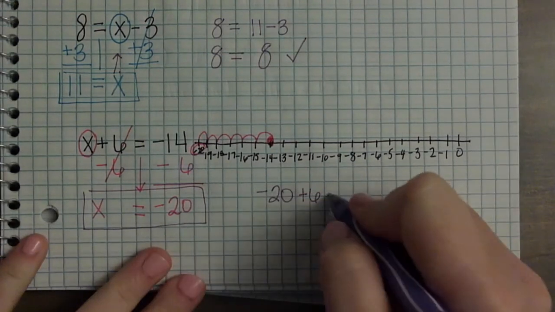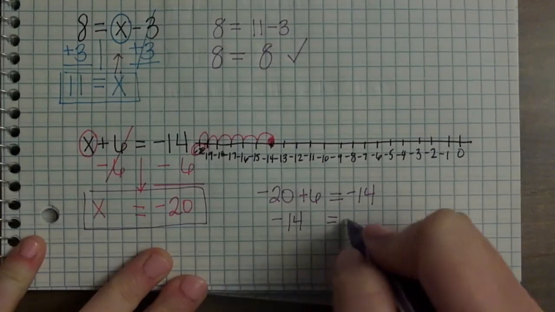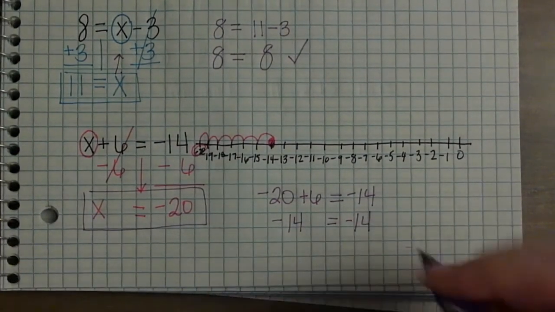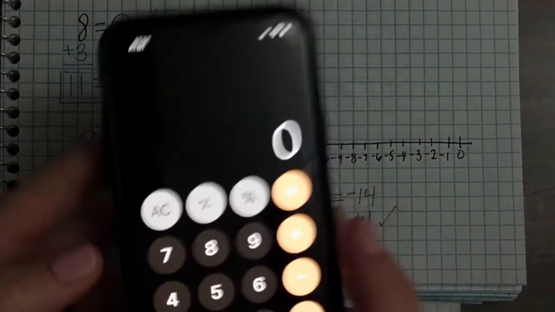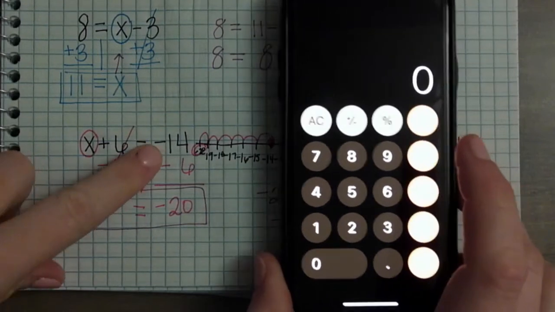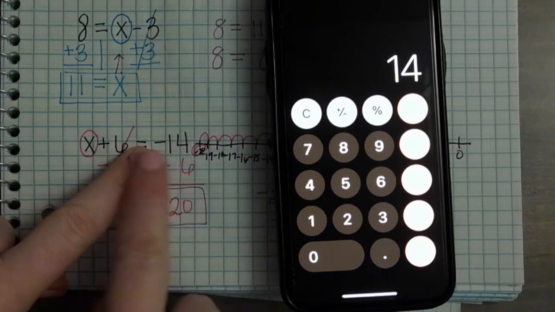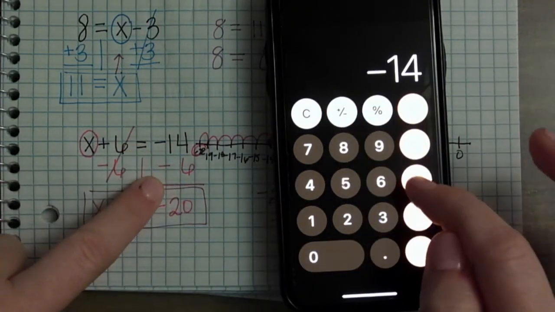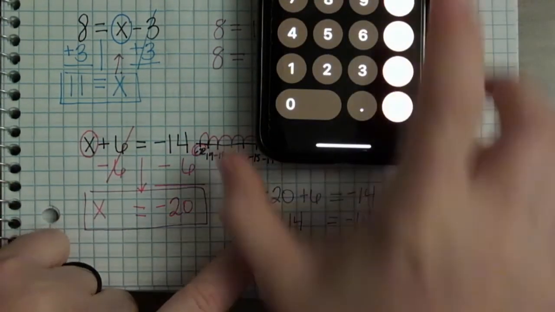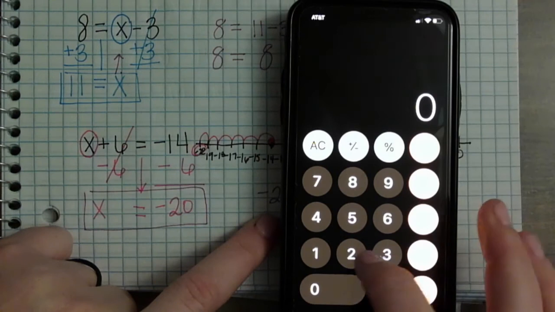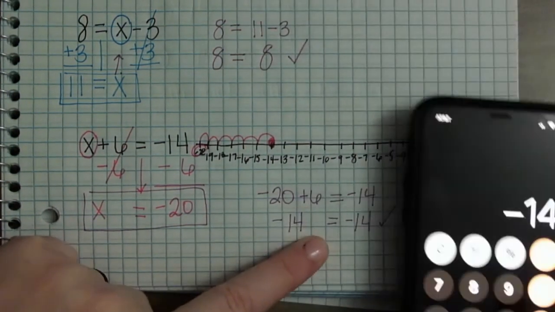In a calculator, negative 14 equals negative 14. So in your calculator, I don't know if that video jumped or not, but in your calculator, if you wanted to type in negative 14, remember hit the 14, hit the negative, and then you would subtract 6, and you'd get negative 20. If you were checking your work and you wanted to start with negative 20, you would do 20, hit the negative button, and then plus 6 gives us negative 14.